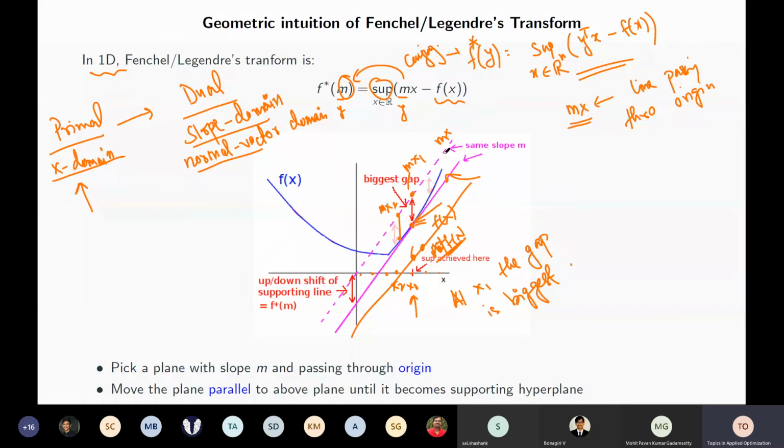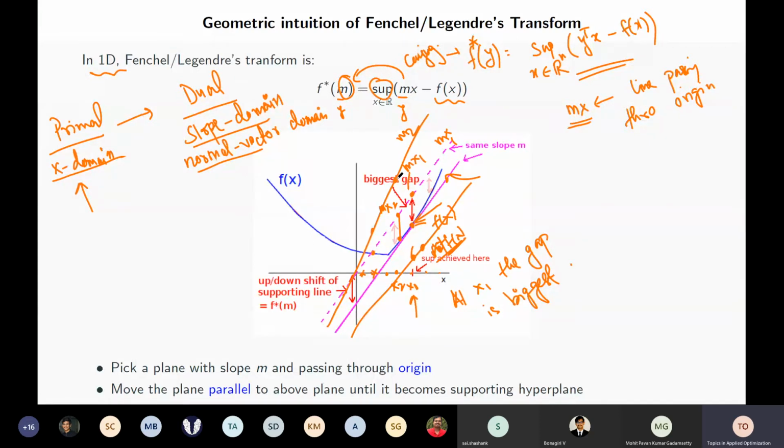So this is the first m I chose, m1, and then I may choose some other m, like this m2, because this is my slope domain. Now I created another line passing through the origin with slope m2, and I start playing with x1. What is the maximum gap? Another x2, what is the largest gap? This is the gap. Another x3, what is the largest gap I have? So I have to find the largest gap.